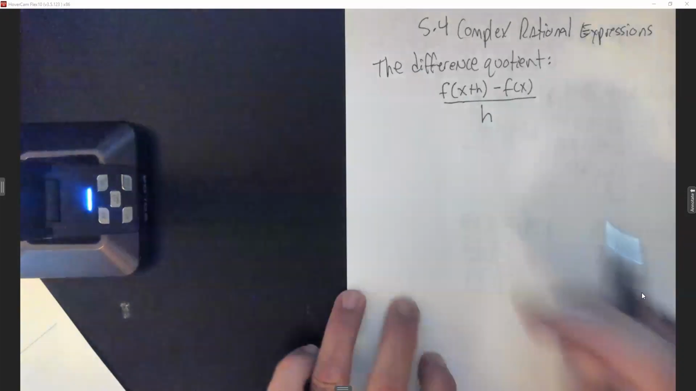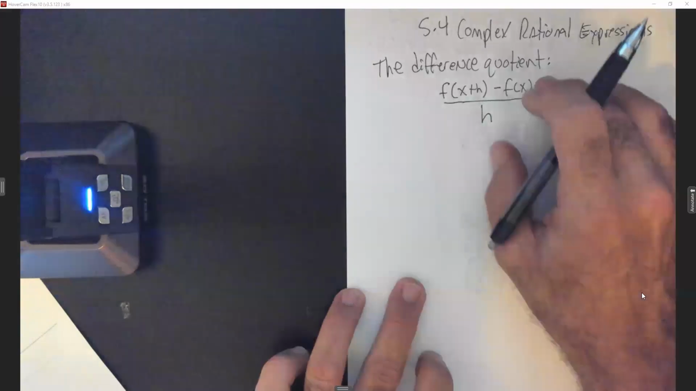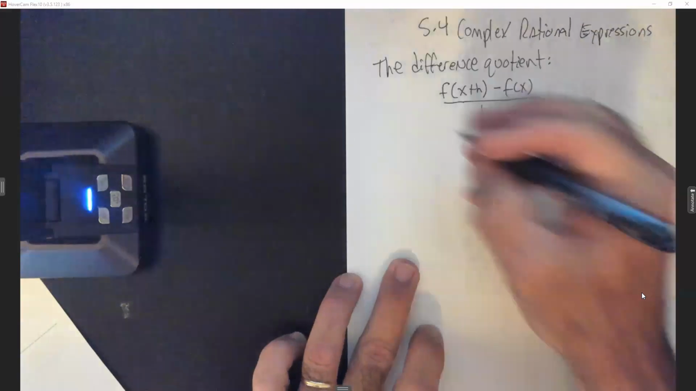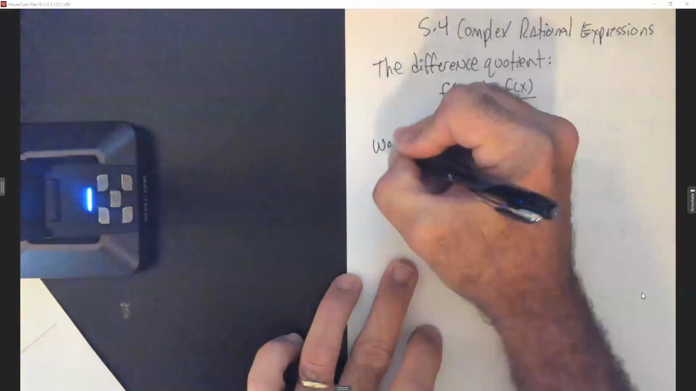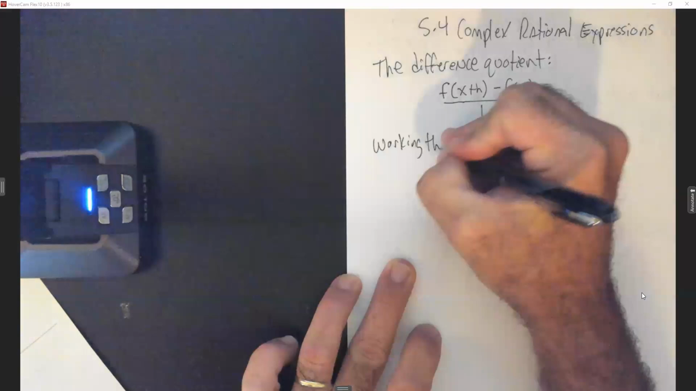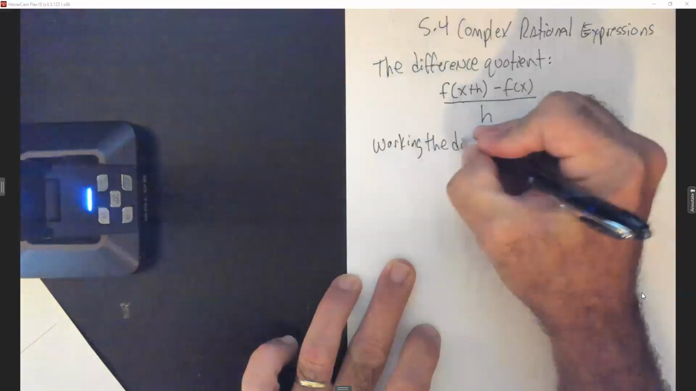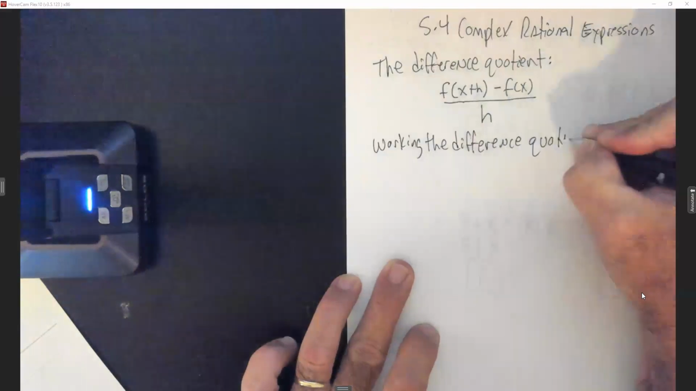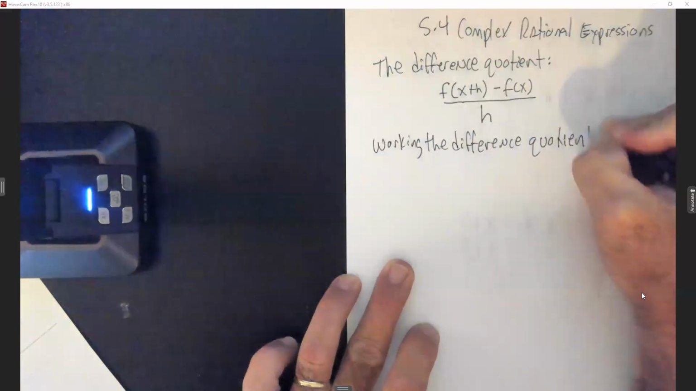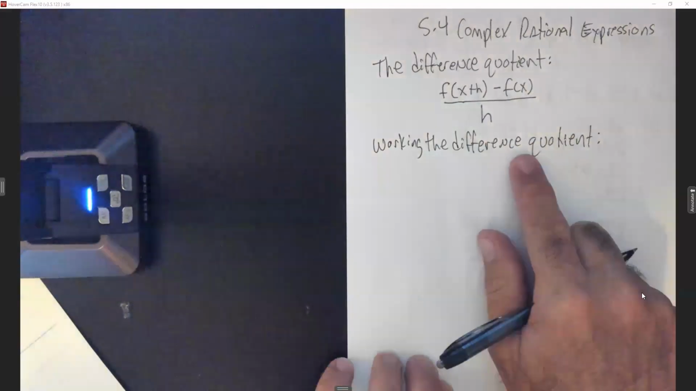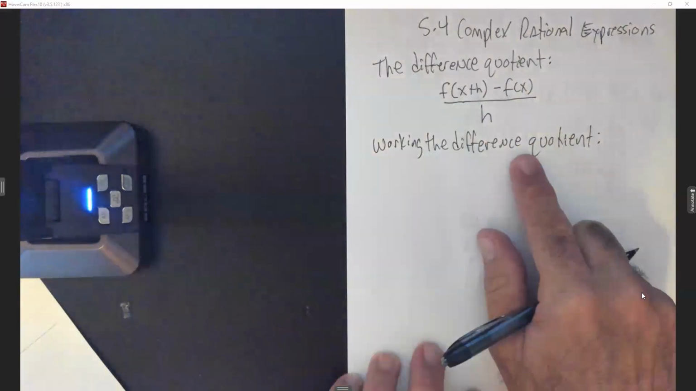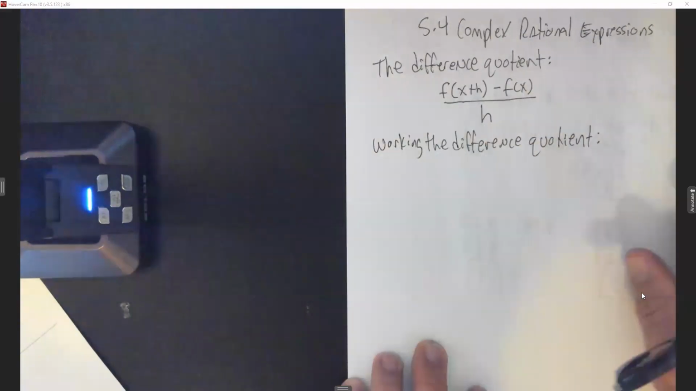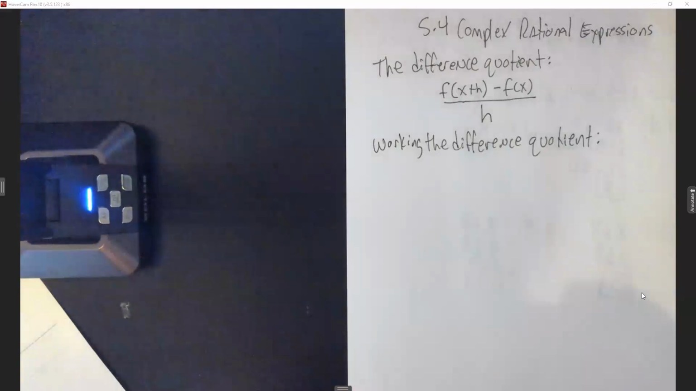So we're not going to worry about how they came up with it or anything. We're just going to work it. Okay, so working the difference quotient, the people that'll see this again in life are the people that are going to take business calculus or Calculus 1 type classes. You'll see this a whole lot in those, okay?